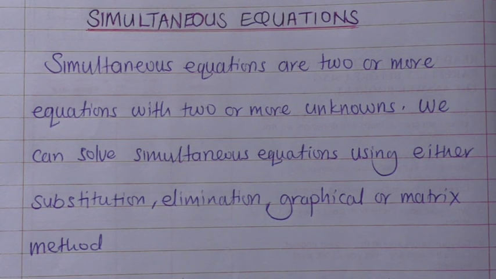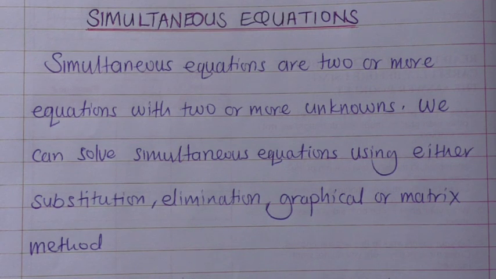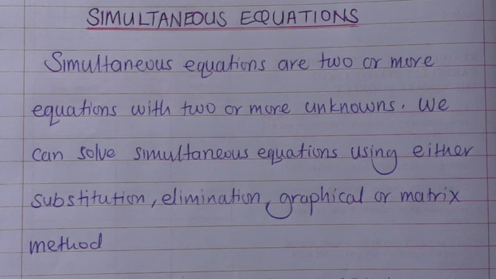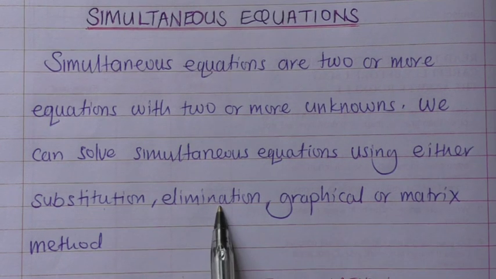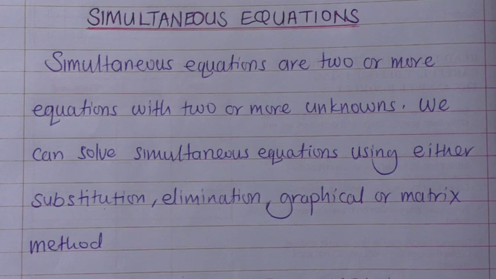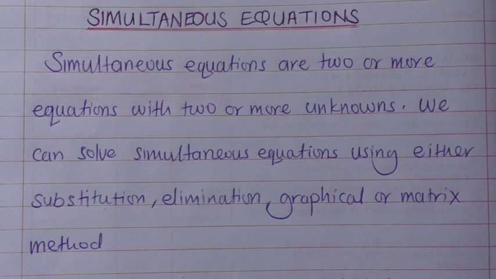I welcome you to this particular lesson where we shall be looking at how to solve simultaneous equations. Simultaneous equations are two or more equations with two or more unknowns. And these can be solved using four methods, which include substitution, elimination, graphical, and the matrix method. We shall look at how we solve simultaneous equations using all the four methods.